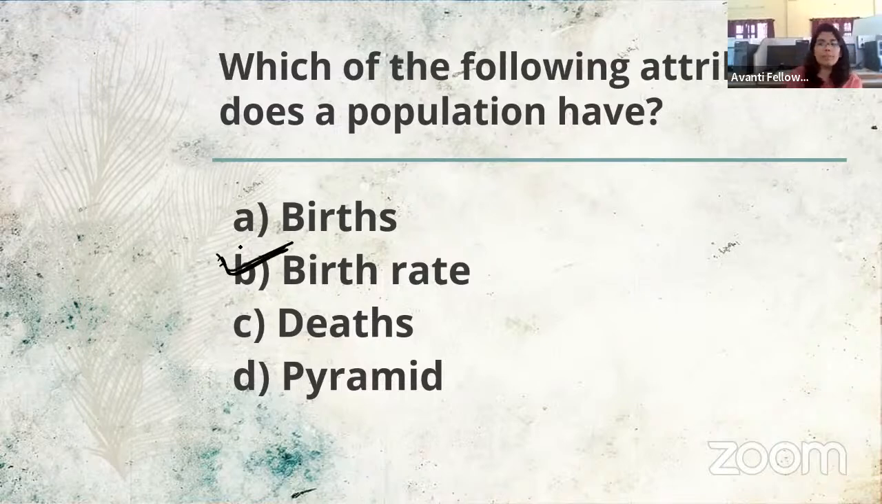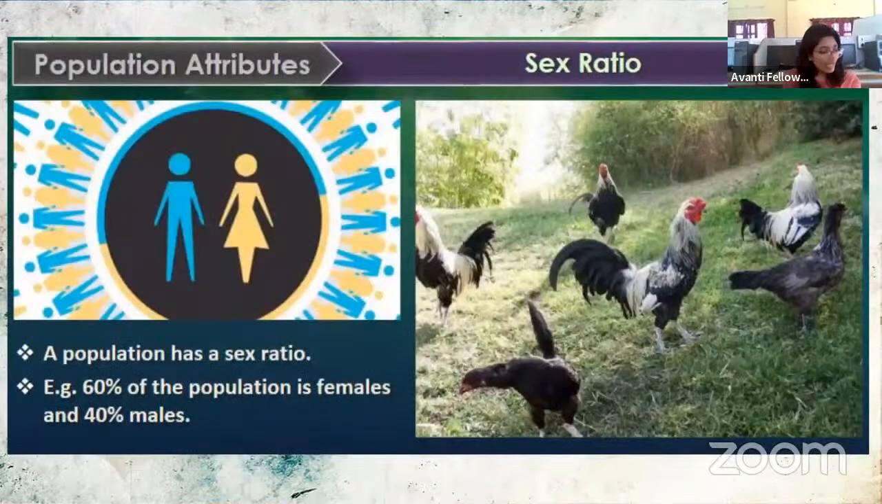Just now we have studied. So far we have studied 2 population attributes, birth rate and death rate. Now we are studying one more population attribute, which is called the sex ratio. Sex ratio means in a population, how many male individuals are there and how many female individuals are there. This is what is considered as a sex ratio.